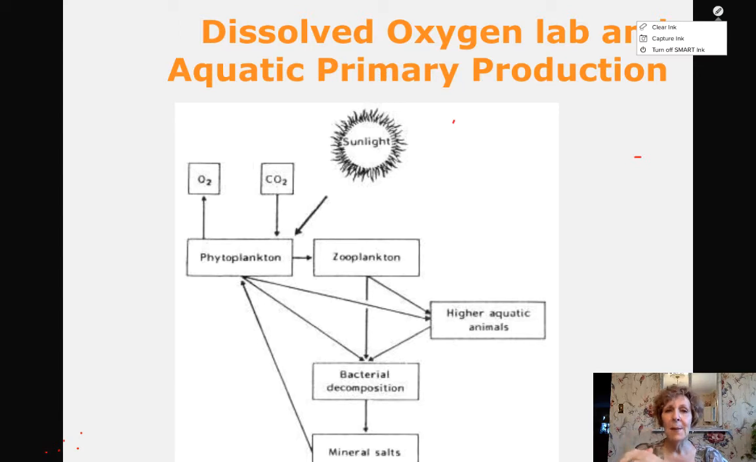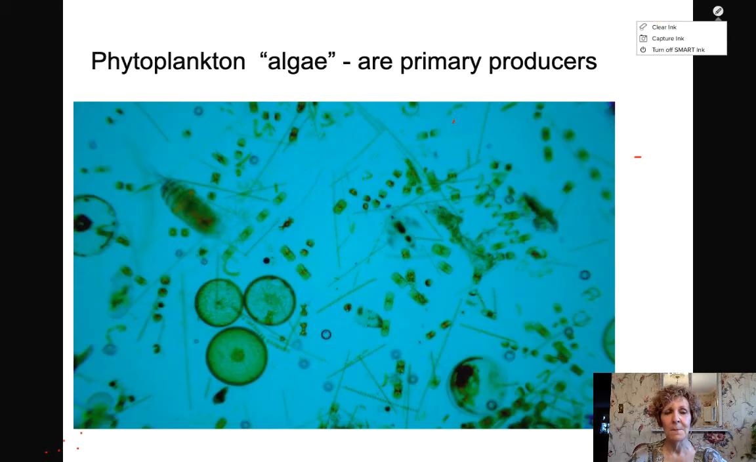So this lab is looking at something called primary productivity or primary production in an aquatic system. So we're going to simulate a pond. And you guys are going to be measuring dissolved oxygen. Dissolved oxygen is the oxygen that is available in the water for the aquatic organisms.